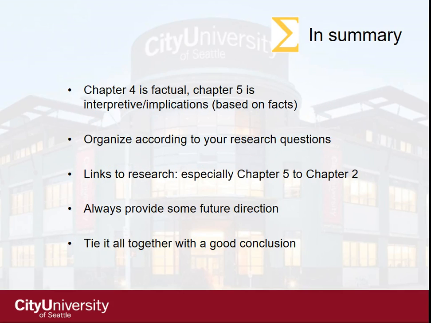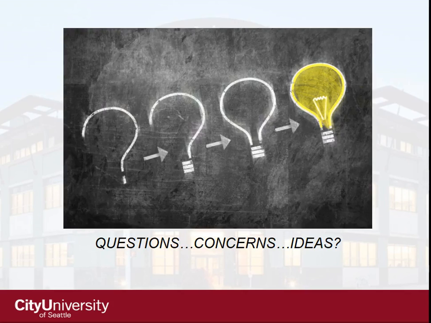So, Chapter 4 is factual. Chapter 5 is interpretive. It's implications. You want to organize according to your research questions and link your research, especially Chapter 5, to Chapter 2. You want to provide some future direction and tie it all together with a strong conclusion, the memorable thing that people will take when they look back on this event.